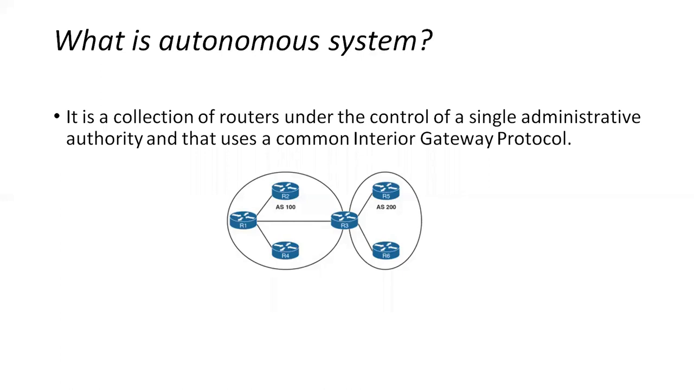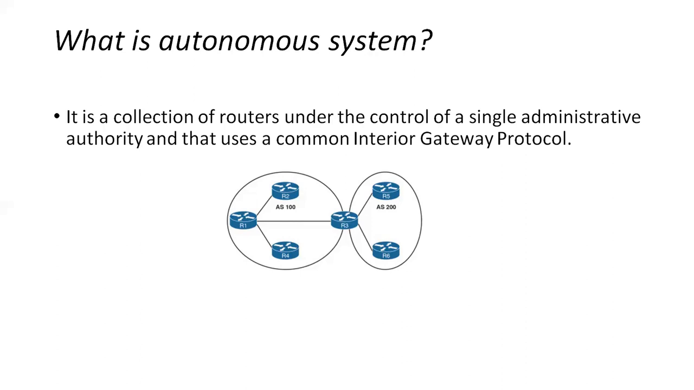What is autonomous system? It is a collection of routers under the control of a single administrative authority and that uses a common interior gateway protocol. The internet is a network of networks and autonomous systems are the big networks that make up the internet. More specifically, an autonomous system is a large network or group of networks that has a unified routing policy. Every computer or device that connects to the internet is connected to an AS.